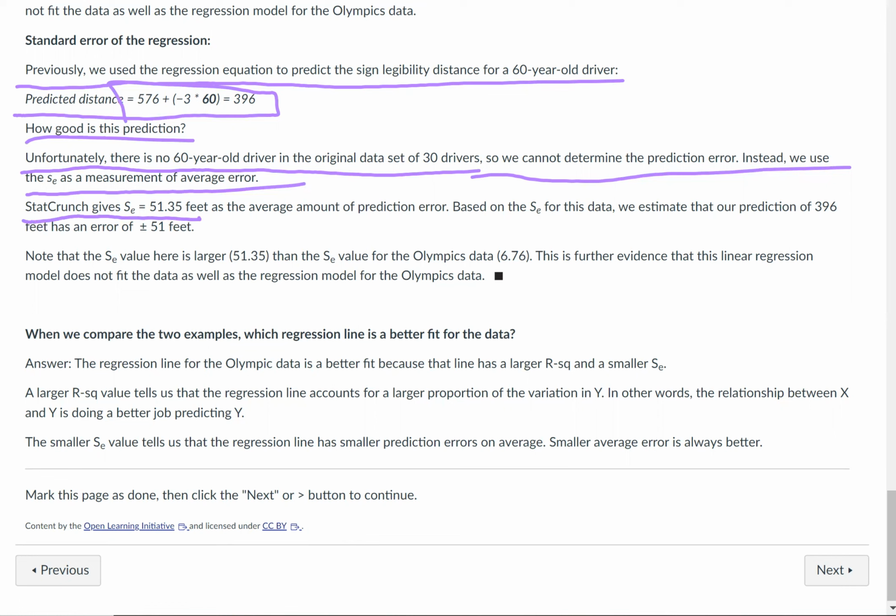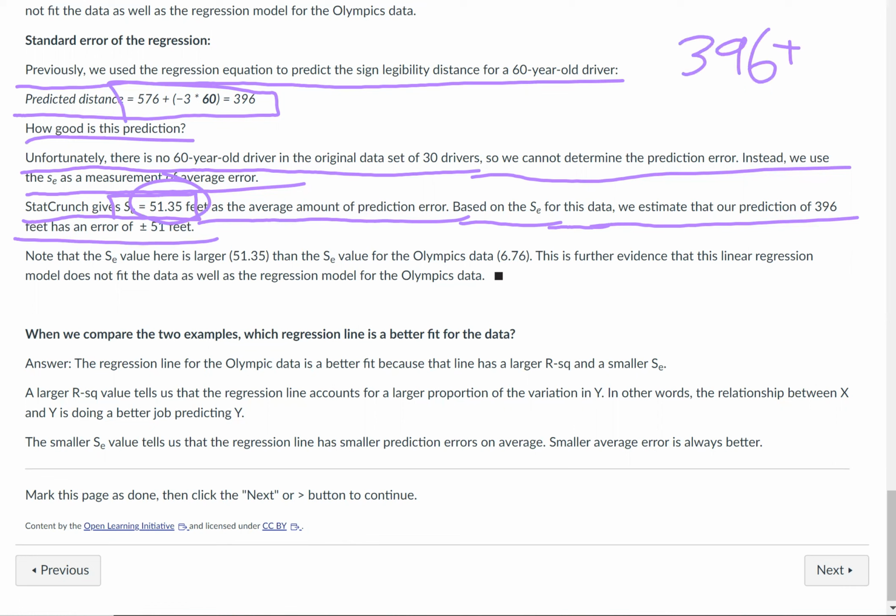StatCrunch gives a standard error of about 51.35 feet as the average amount of predicted error. Based on that SE, or standard error, for the data, we estimate that our prediction of 396 feet has an error of about 51.35 feet. So it could be anywhere from the 396 that was predicted; I could add that average error, or subtract it. Anywhere between those two values is where I can expect it to lie, even though I don't have a data value necessarily for a 60-year-old.